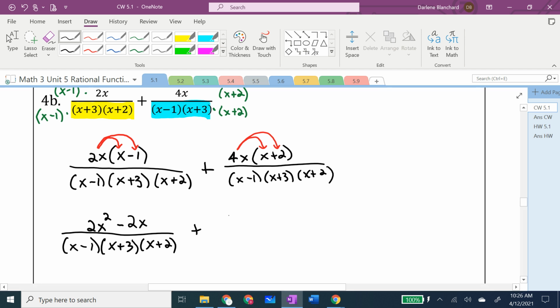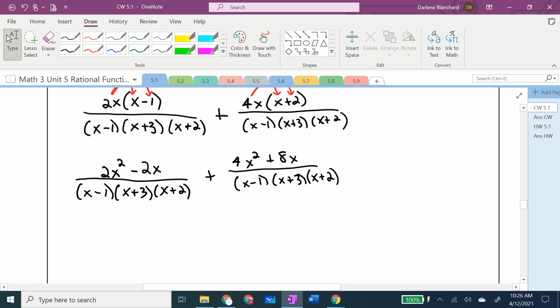And anyway, all right. 4x multiplied by x, and then 4x multiplied by 2, and keep the denominator. And now those numerators are ready. Notice the denominators are exactly the same 3 factors. If one of them had a different order of those 3 factors, it wouldn't matter. Order of multiplication does not matter.